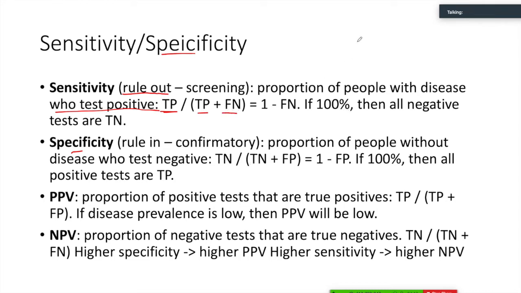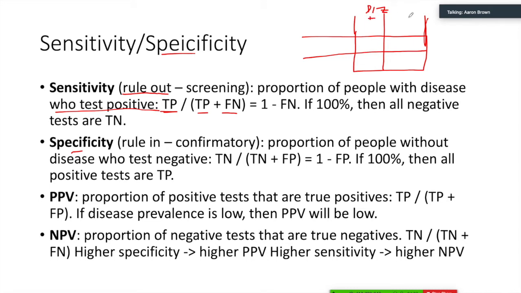The way that I did it on Step 1, every time I had a question on specificity and sensitivity, I always drew the chart. I always drew the chart. What I would put on top is disease. So this is disease positive and disease negative. And then I would put test on the Y axis. This is for my test, and this is test positive and test negative.